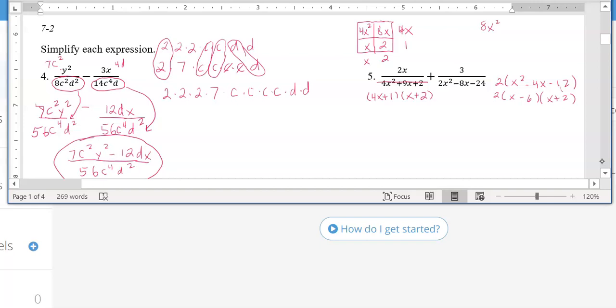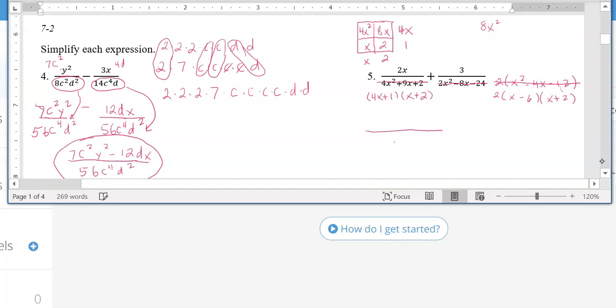Okay, so now that we've got these in factored form, it makes it easier to identify the least common denominator. All right, so I'm going to see if we have any common factors. I notice that we have common x plus 2's, but nothing else is common. So my LCD is going to be made up of these factors.